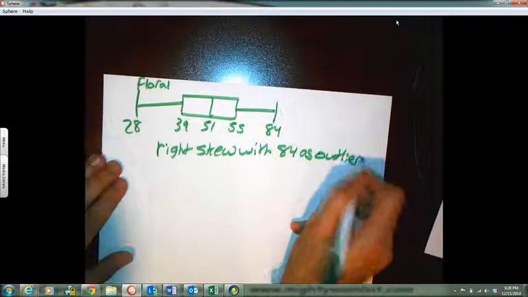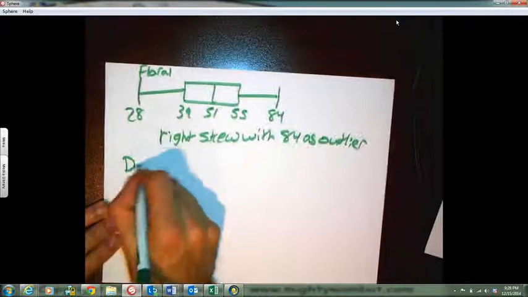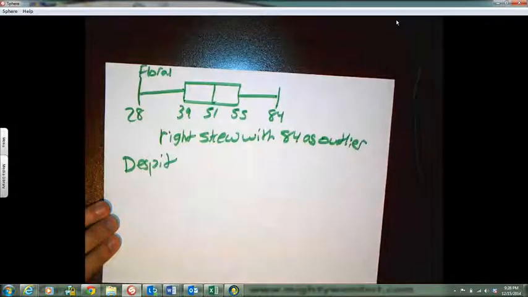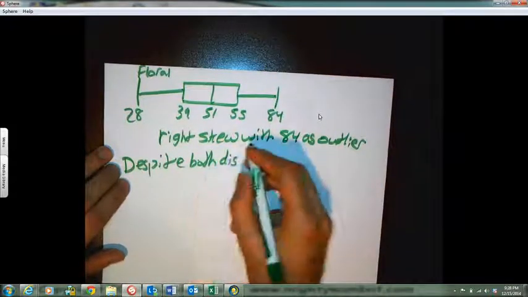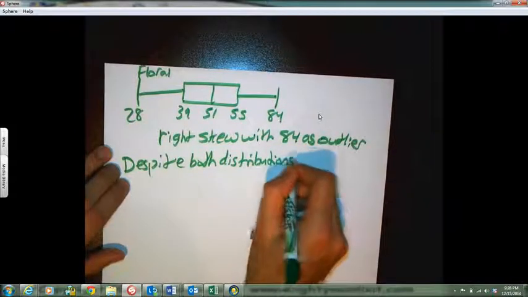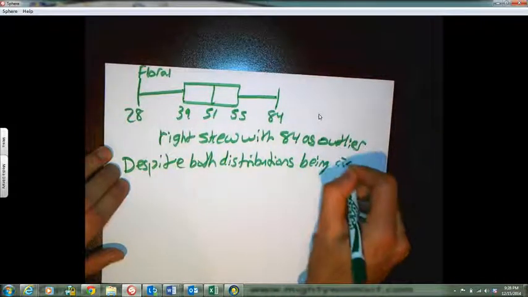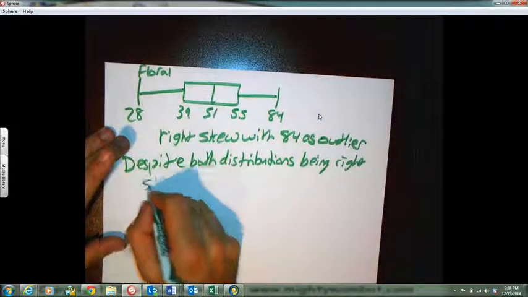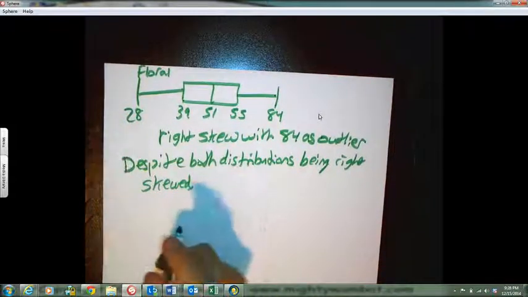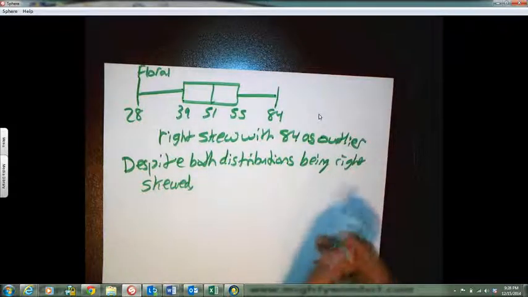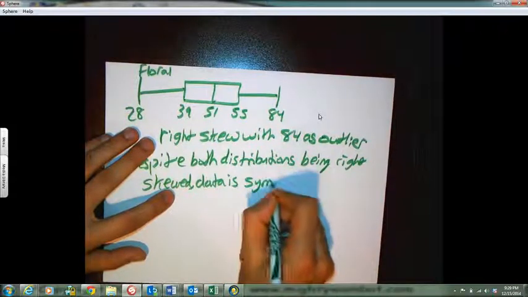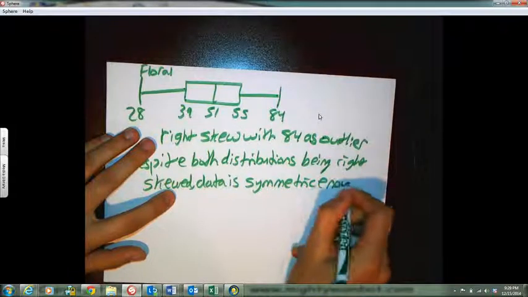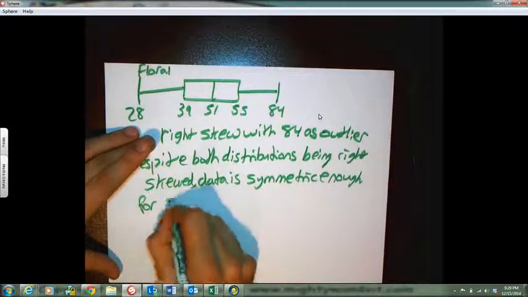So, okay, I'm going to say despite both distributions being right skewed, data is symmetric enough for paired t-test. All right, now the math.